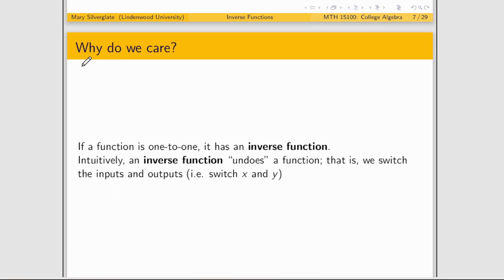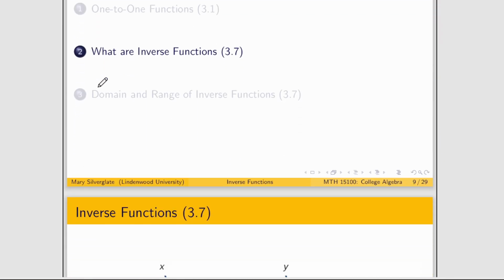And we care about this because if it is one-to-one, that means if I were to switch x and y, it would still be a function, which means that if I invert it, if I undo the function, it's still a function. So that's why we care about one-to-one functions.